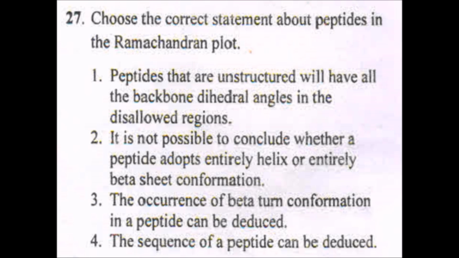Choose the correct statement about the peptides in Ramachandran plot. First is: the peptides that are unsaturated will have all the backbone dihedral angles in the disallowed region. In the first option, you have come across two terms. One is the dihedral angles and the other is the disallowed regions. So let's first discuss this, then you yourself will be able to answer these questions. I will not answer this question. You yourself will be able to answer it. So let's start.